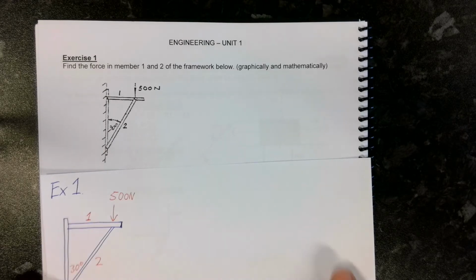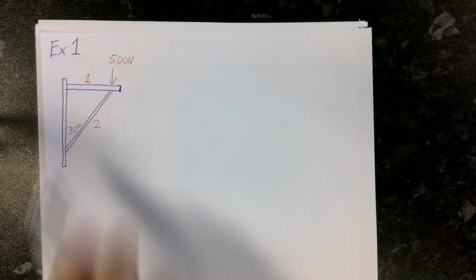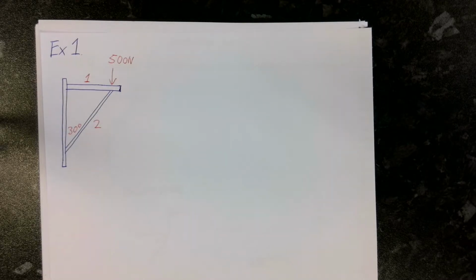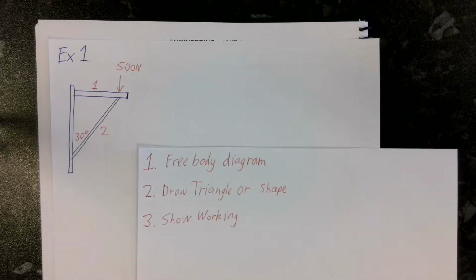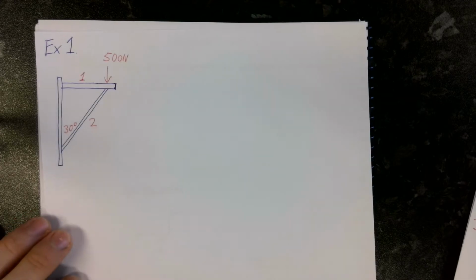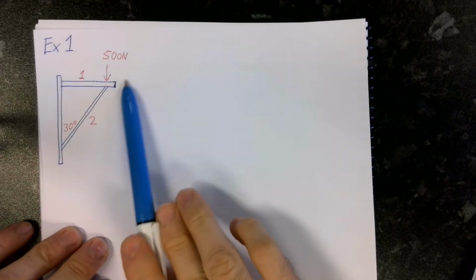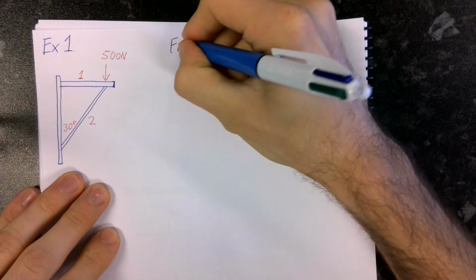Okay. Now I've done a little replica again so we can see it a bit clearly. Exercise 1, we've got a vertical force pushing down at 500 newtons. We're finding 1 and 2 and they've given us a 30 degree angle. Now I've written down a couple of steps we should always follow. So the first one is, when we have a problem mathematically, we need to do a free body diagram first. So that way we can really see what's going on. So we'll do our first one. So use the information they give you first. So we'll start with a free body diagram.